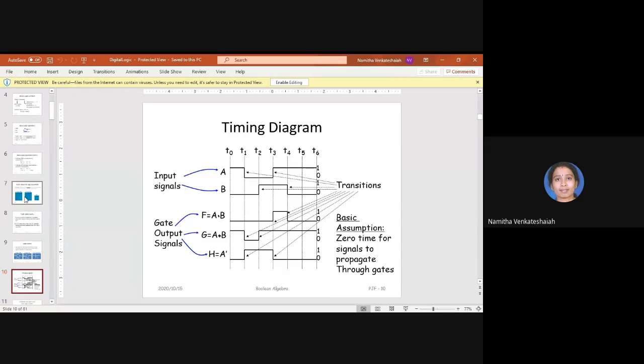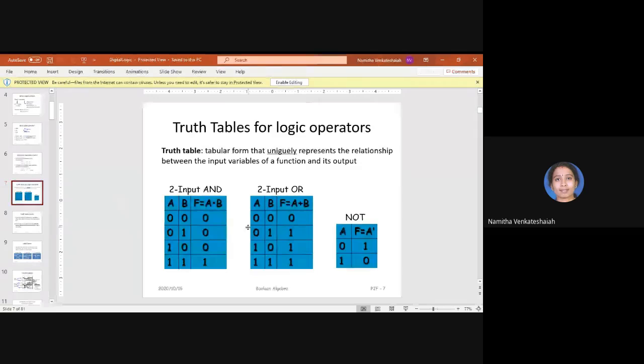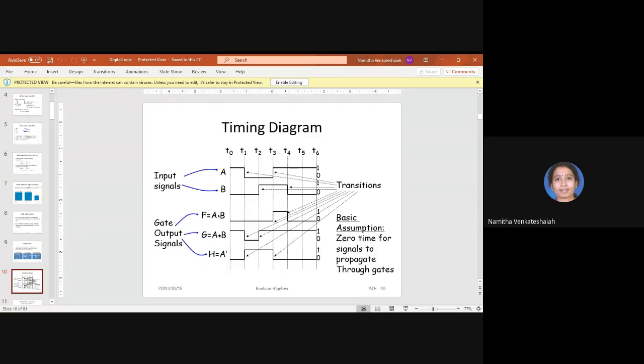So if I give you this truth table and ask you to write the timing diagram for this, what will you write? You will write T0, T1, T2, T3, four vertical lines. And there A will be 0, B will be 0, F will be 0. Next A will be 0, B will be 1 and F will be 0. Next A will be 1, B will be 0 and F will be 0. And A will be 1, B will be 1, F will be 1. That's how you can write it. Now did you understand?